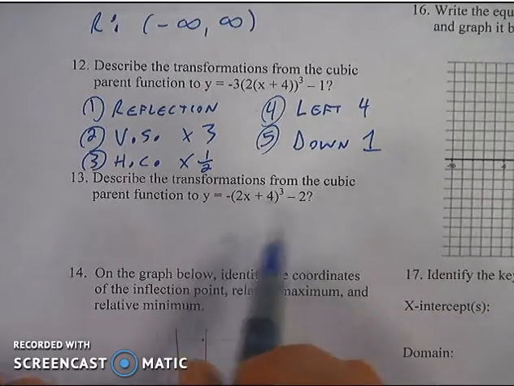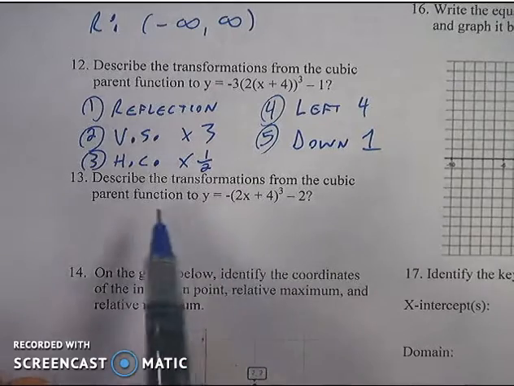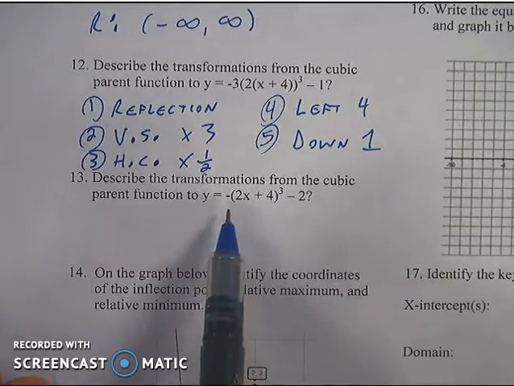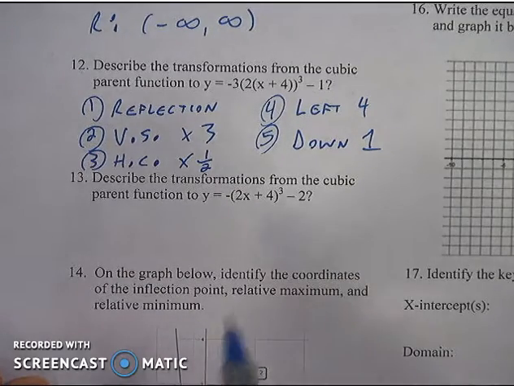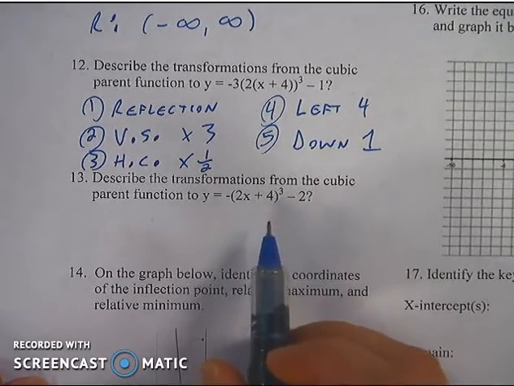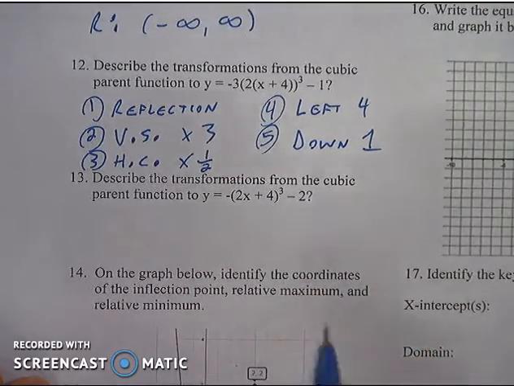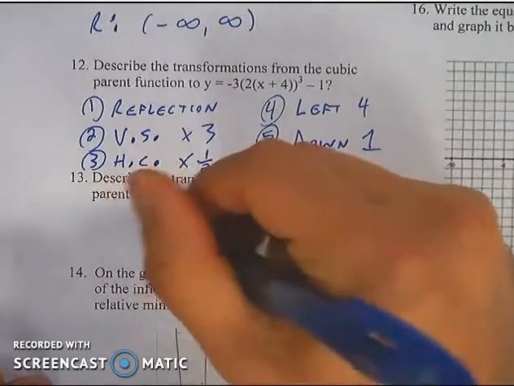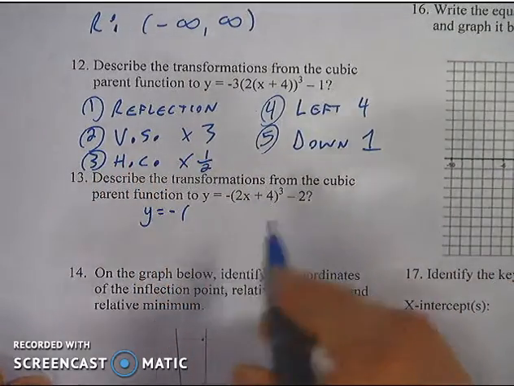Similar question here, but deceptively difficult. Describe the transformations of the cubic function to y equals negative 2x plus 4 cubed minus 2. Well, the first thing you need to realize is this is not in transformation form yet. We need to get it there. There can't be anything in front of that x to be in transformation form. So I'm going to rewrite the function. I'm going to keep the negative, but I'm going to factor out this 2.